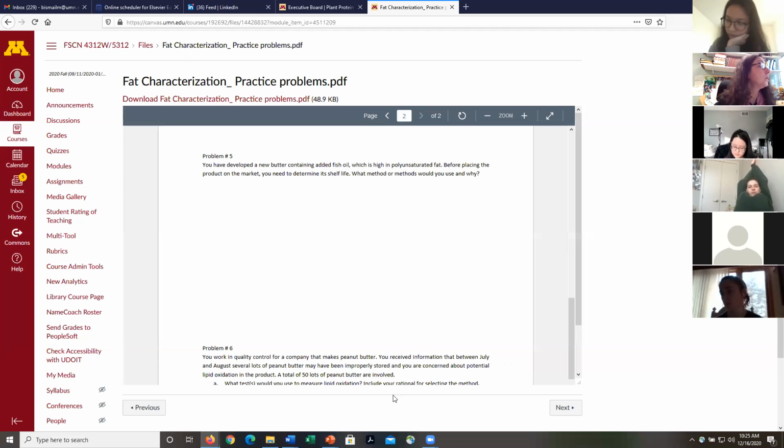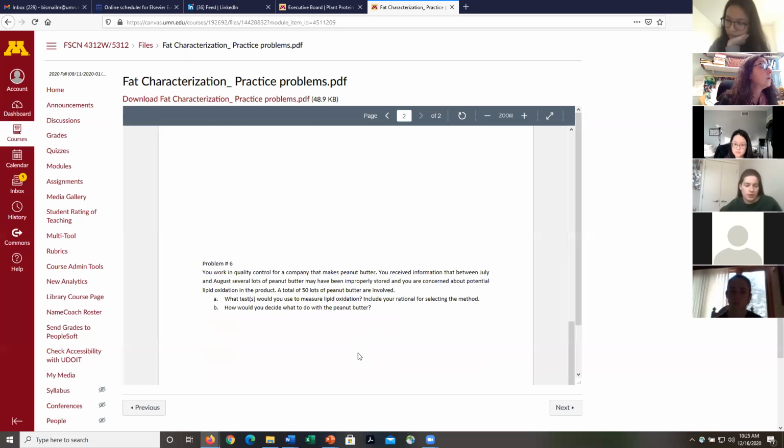Okay, so the last one here. You're making peanut butter. I work in quality control. You received information in a certain period of time that several lots of the peanut butter have been improperly stored, and you're concerned about potential lipid oxidation in the product. You have a total of 50 lots of peanut butter involved. So this is a case where you have to remember, I have 50 lots.